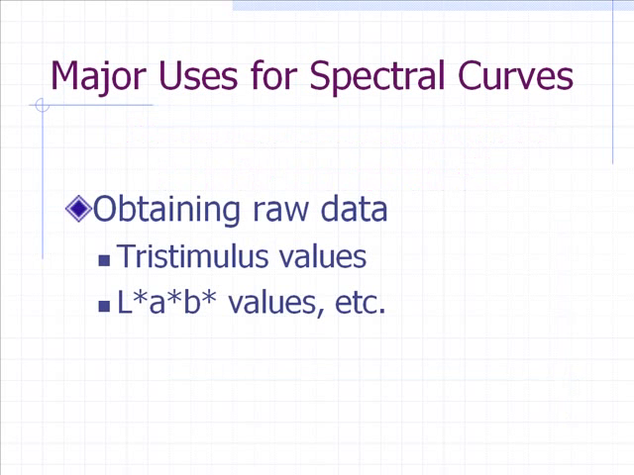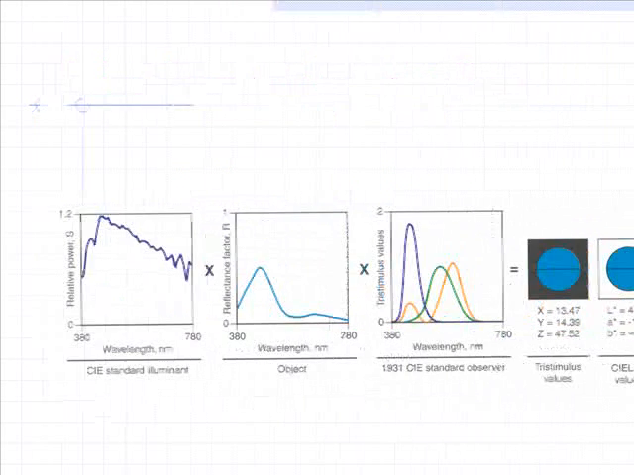We have our spectral curves. It's hard to say after a while. What do we use those for? One of the first major uses of spectral curves is obtaining raw data for tristimulus values and LAB numbers. This is what we've seen before.